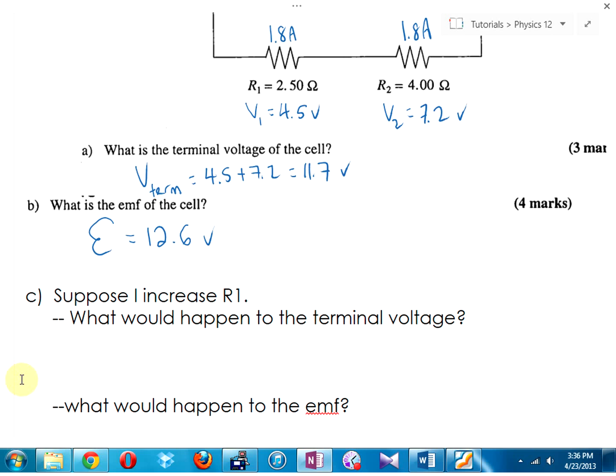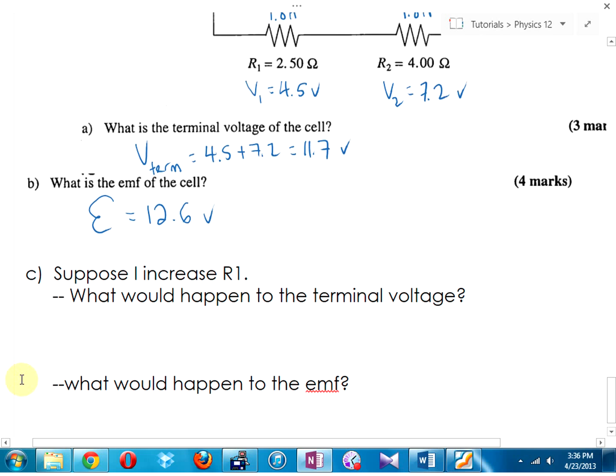Too slow. If you change the ski runs on a ski hill, what happens to your chairlift? Nothing. EMF is what's printed on the side of the battery. What changes is not your chairlift height. What changes is that little bump at the end of the chairlift, how much you lose going through the battery. What changes is your terminal voltage. That's what we're going to have to look at here.